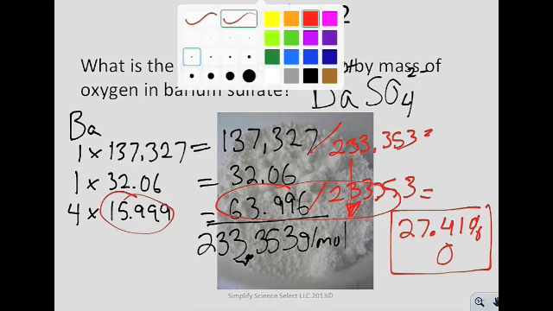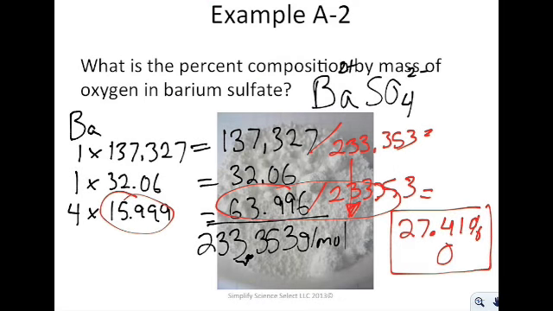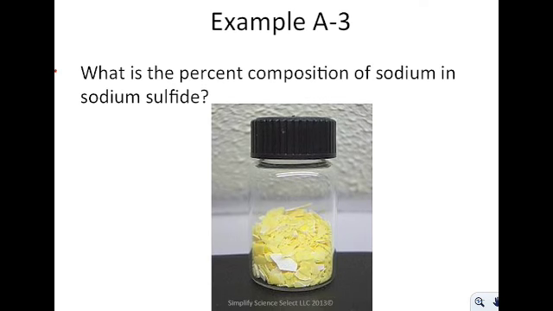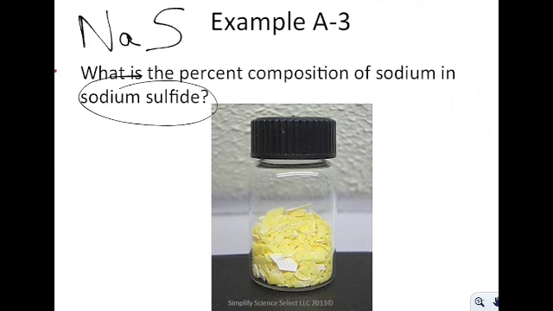So, another example that we have is, what is the percent composition of sodium in sodium sulfide? So you need to know what this is. Sodium sulfide is NaS, but this is a charge of +1, and this is a charge of -2. So the actual formula is Na2S. Okay, that right there is the balanced chemical formula for this.